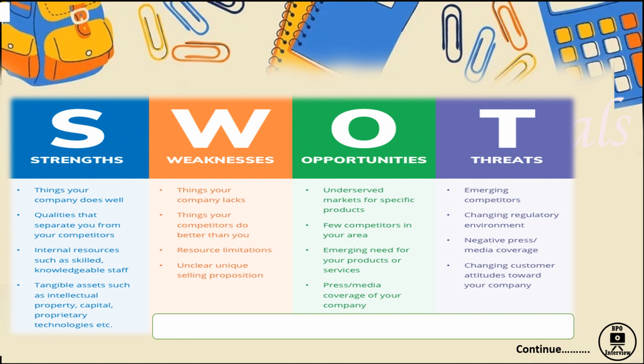Now next we will move to another part, coming back again to the SWOT and opportunities, like an underserved market for a specific product, few competitors in your area. You need to service a product that they basically need there. Press media coverage for your company. There are many opportunities you can identify in order to improve your process. Then threats, competitors, yes, this is a big threat.